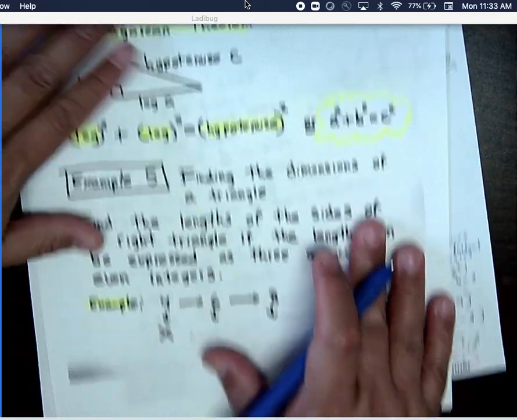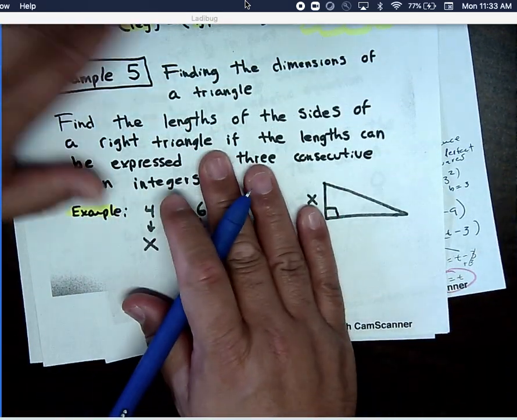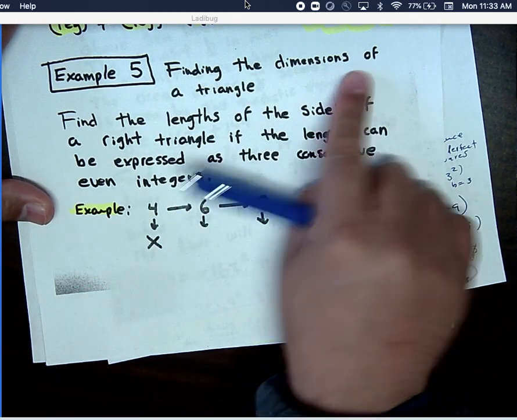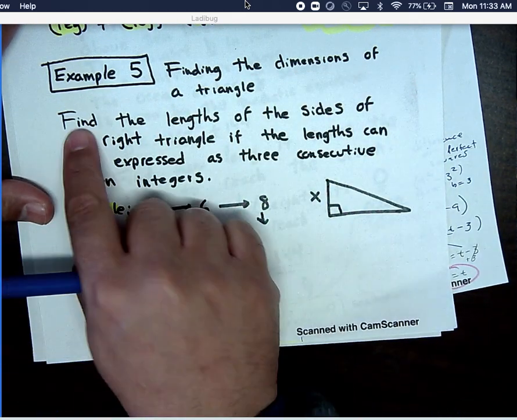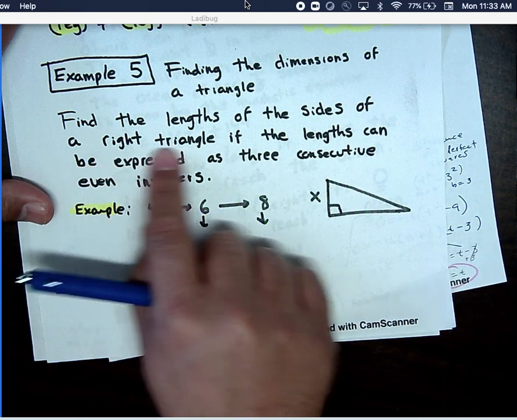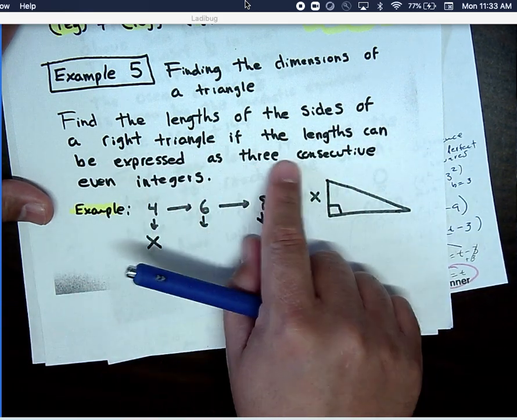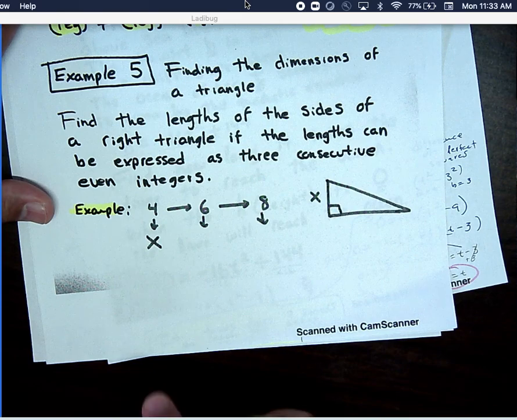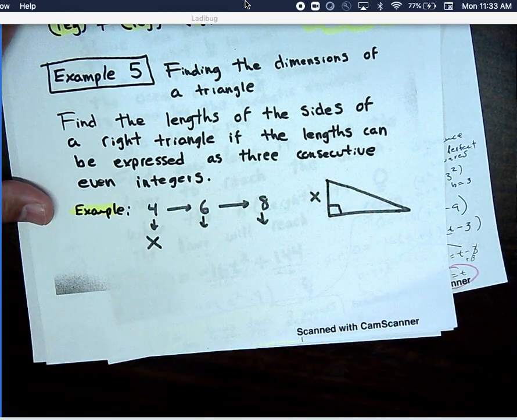So, before, because I don't give you this, if you were reading this from here, this is how you would read it. Finding the dimensions of a triangle. Find the lengths of the sides of a right triangle if the lengths can be expressed as 3 consecutive even integers. So now there's 3, this is just the example.